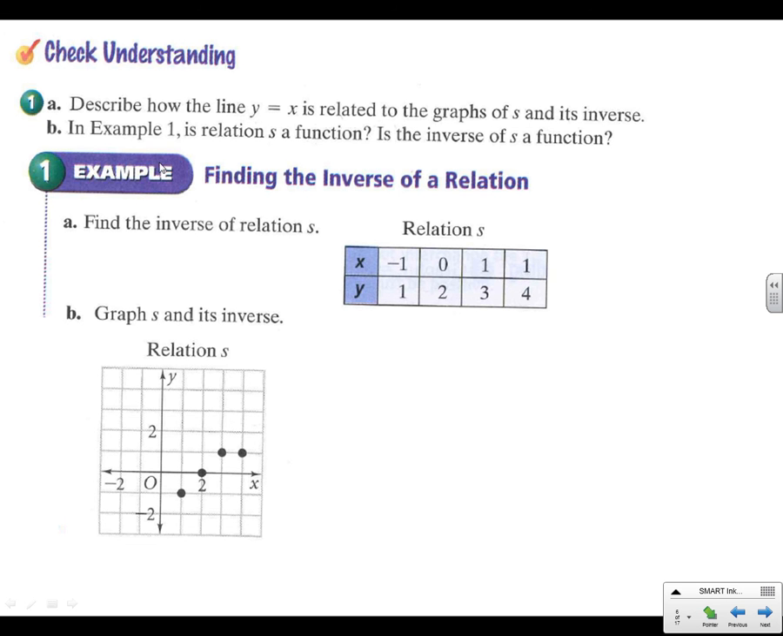All right? And then in example 1, so I posted it here again, is relation S a function? All right? Now remember, a function has to pass the vertical line test. Okay? Every input has to have one exact output. All right? So is relation S that, does it pass those rules? Is it a function? And then also, is the inverse a function if we flip it around? All right? So think about that. And when you're ready, we're moving on to example 2.